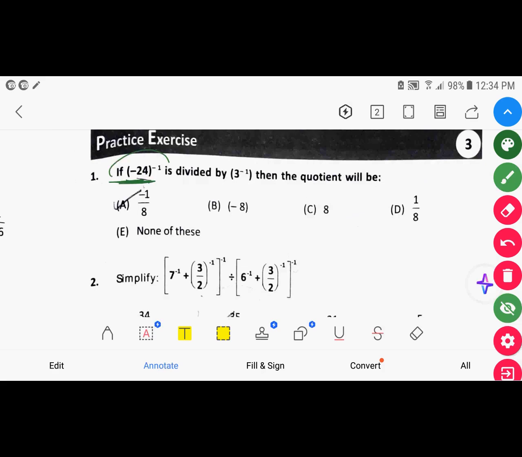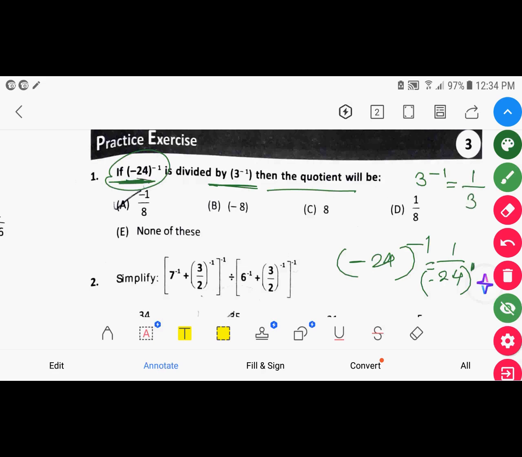Now the first example is, if (-24)^-1 is divided by 3^-1, then the quotient will be? Now see, this is an exponent. In the exponent chapter we learned about this kind of numbers. So (-24)^-1 can be written as 1 upon (-24)^1, and 3^-1 also becomes 1 upon 3. Now see, 1 upon -24 is divided by 1 upon 3.